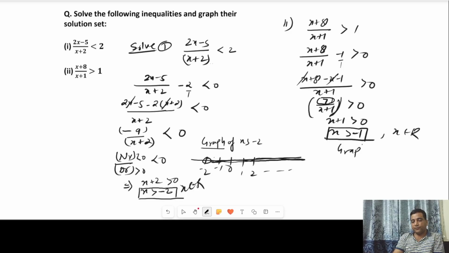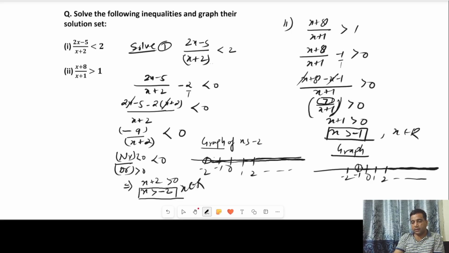Now the graph. This is 0, minus 1, minus 2, 1, 2, and so on. And x is greater than minus 1 means strictly greater than, so minus 1 should be excluded, and all the real numbers greater than minus 1. It's your graph.